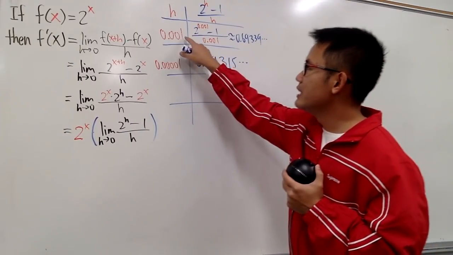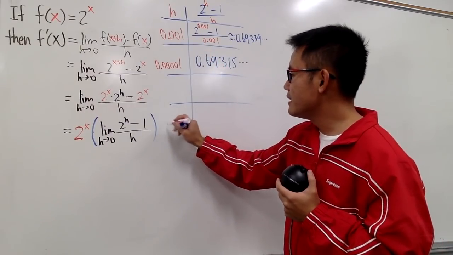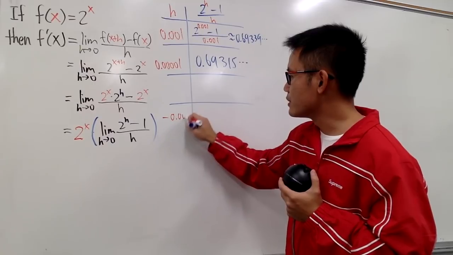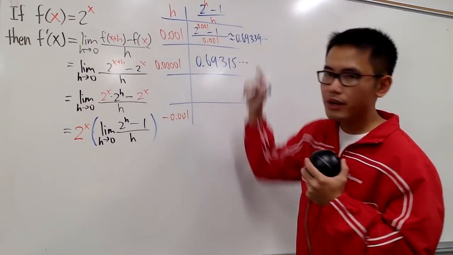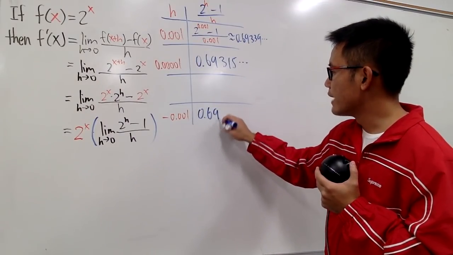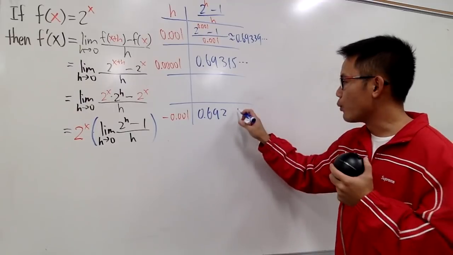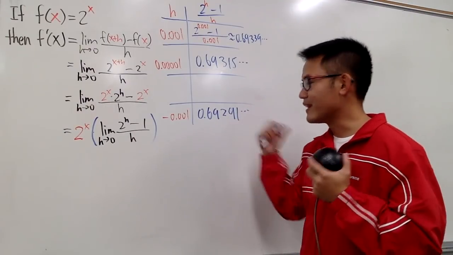Let me plug in this value, but negative, okay? I'll put it down right here. This is negative 0.001. And when you plug this into this right here, we will end up with about 0.69291. And some more numbers after that, I don't know, but these are the first 5 digits.